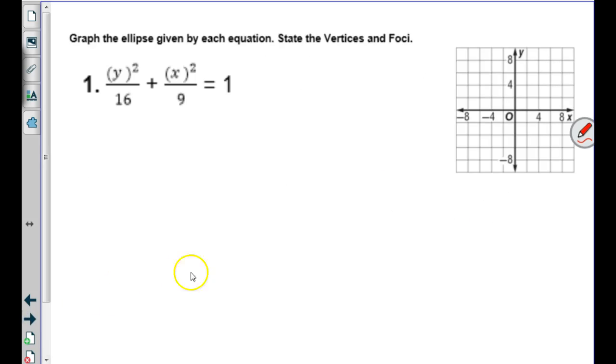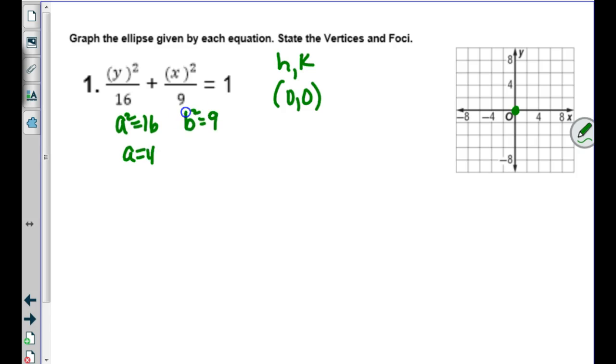All right, here we go. Easy one, because what's happening? Yeah, h and k are 0. So it's at the origin. How far do I go? Okay, this is a squared. So a is 4. B squared is 9. So b is 3. But how do I know whether I go 4 up, down, left, right? This number's under the y, so that tells me I go what? Up and down. Up and down 4.